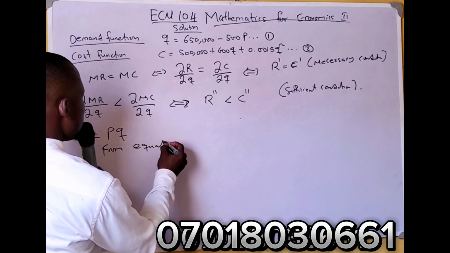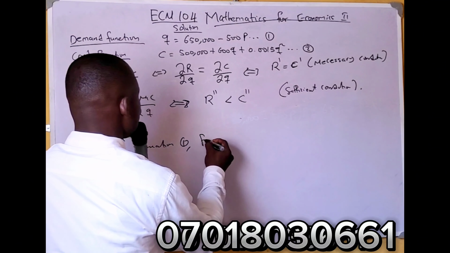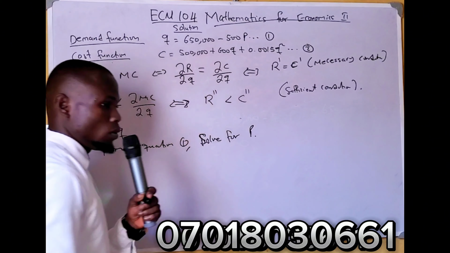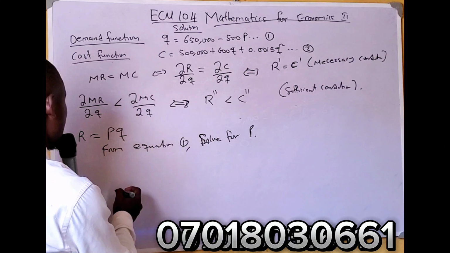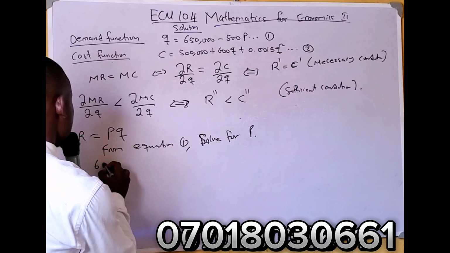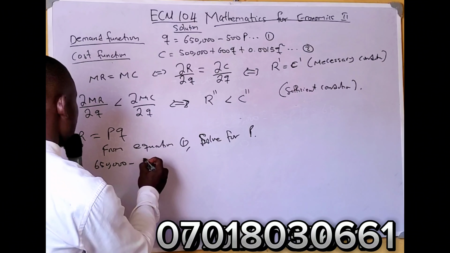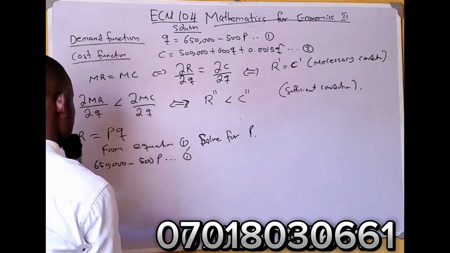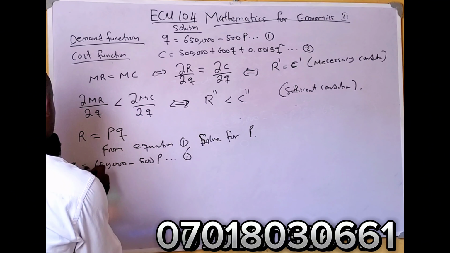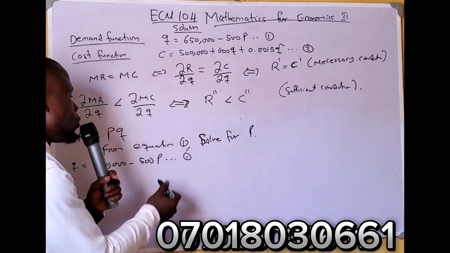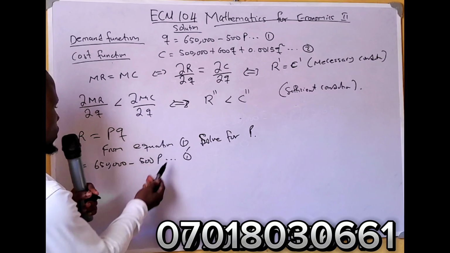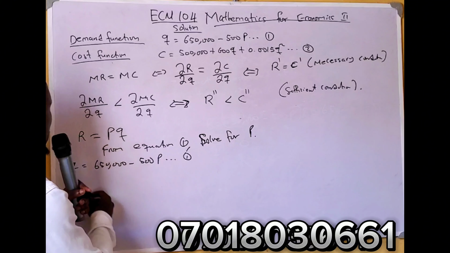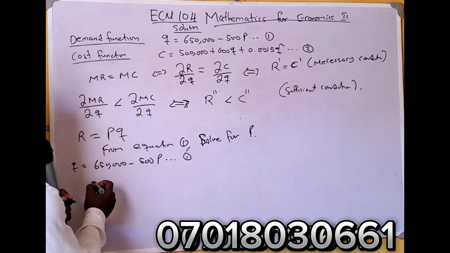From equation 1, solve for P. When you solve for P from equation 1, what is it? Q equals 650,000 minus 500P. So from here, you make P the subject of the formula. You take P to this side and Q to this side. When P comes here, the minus sign changes to plus, and when Q comes here, the plus sign changes to minus.